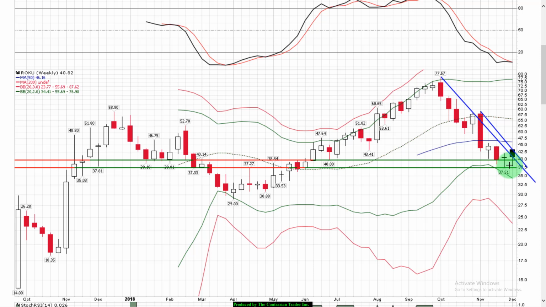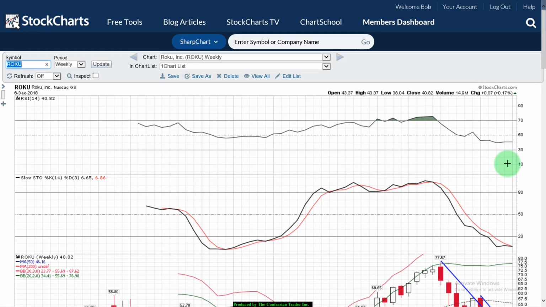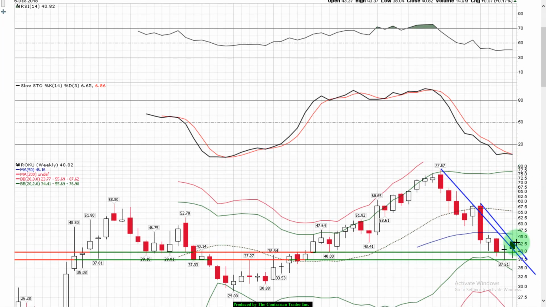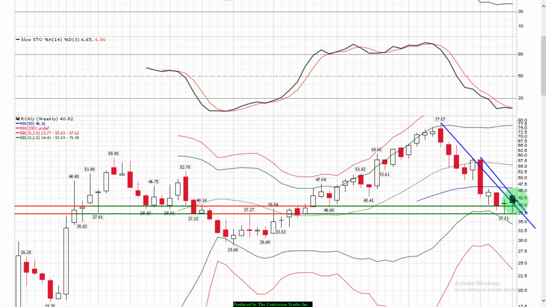Now, what would get me really excited about ROKU on a weekly basis is a close above 42.50. That would take us above the primary upper band of resistance right here, the upper band in blue. Right now, we're just barely holding on to this lower band of current support.